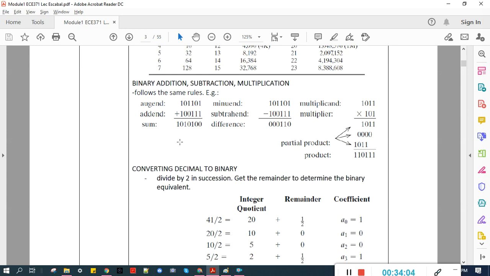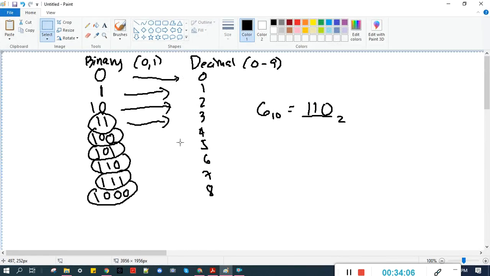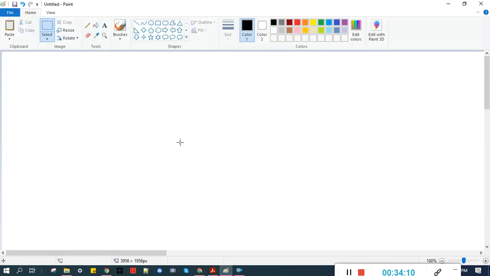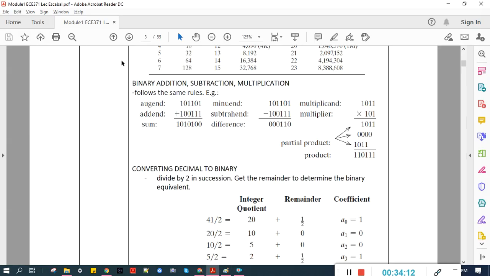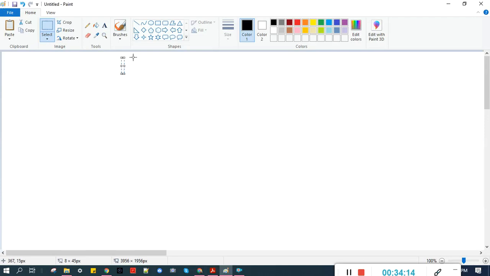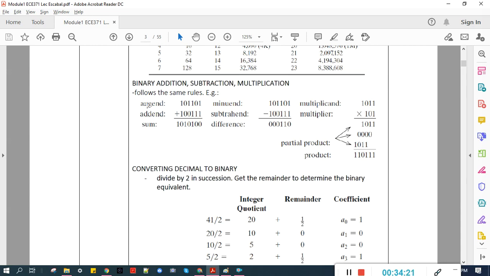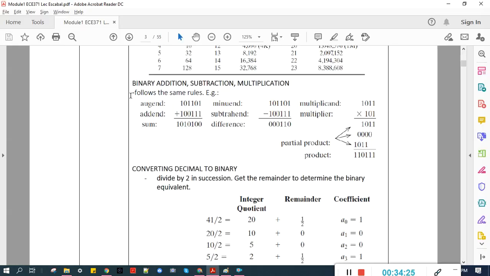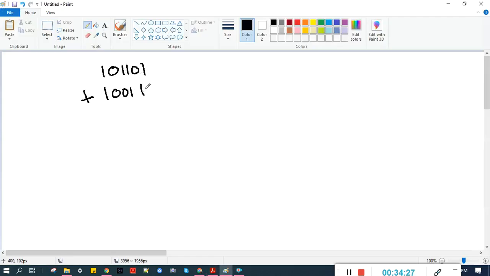It's the same. The process is the same. For example, 101101 plus 100111.